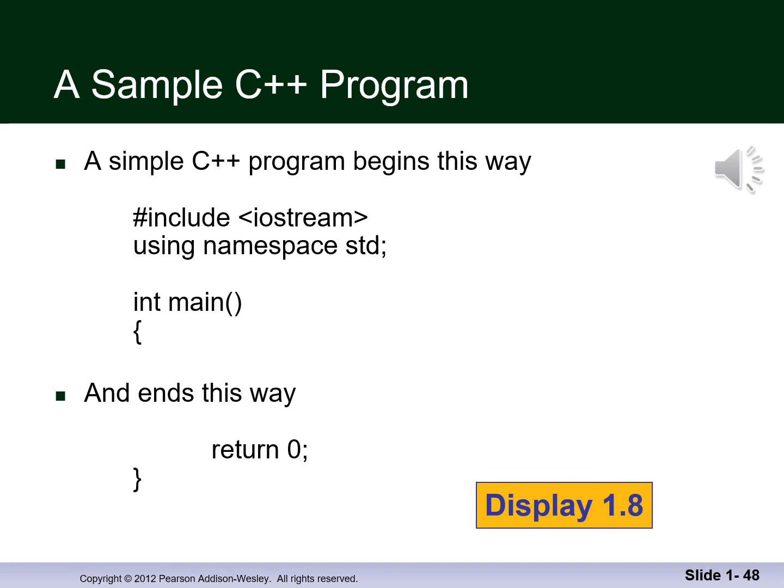This slide shows the beginning and ending of a simple C++ program. You have your include statement. iostream is an include directive required for input-output commands. Using namespace std is a command saying we're going to use the standard namespace, which we'll get to in depth. And then there is a statement called int main. That is the main program. It returns an integer value, and then you see the bracket.